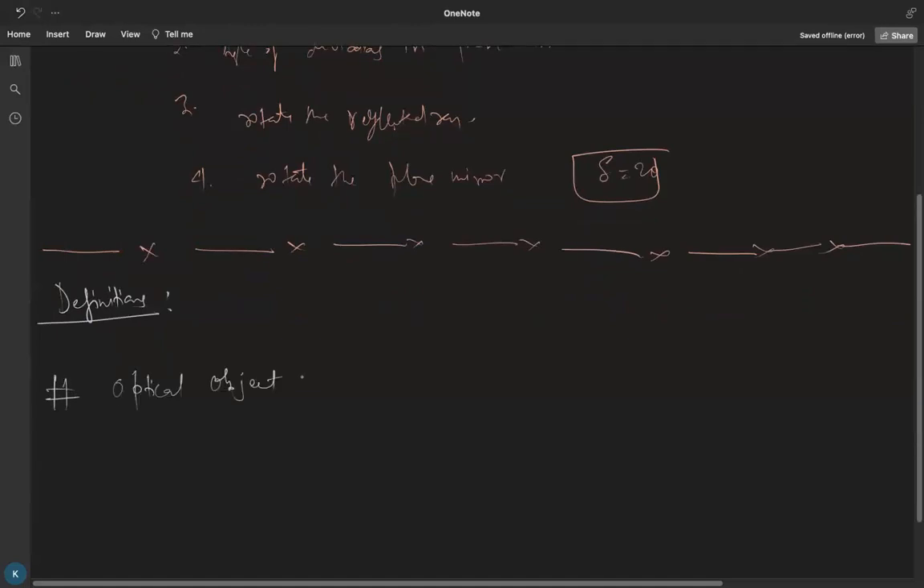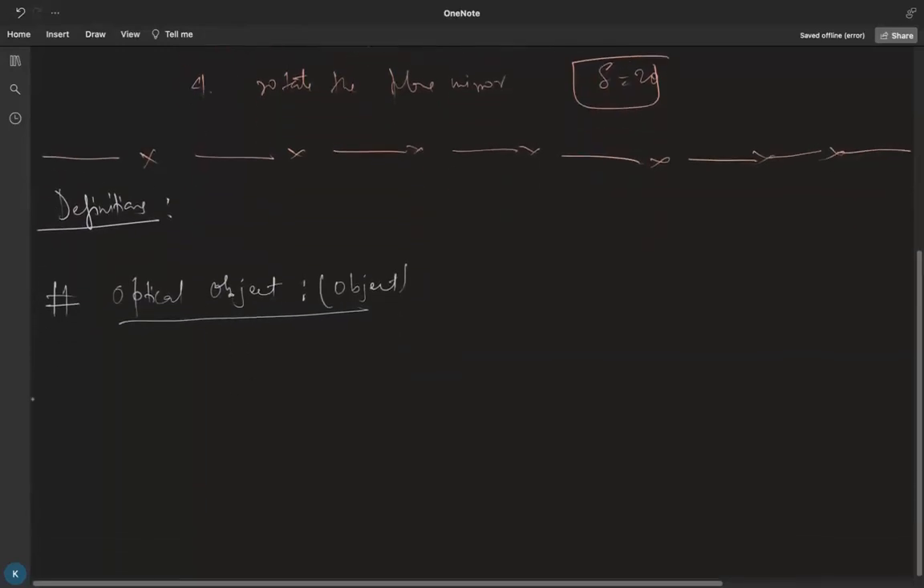The first is the optical object. Basically, an object is the intersection point of the incident rays. So let me write it here: the intersection point of incident rays is called the object. Where the incident rays of light intersect, that point is termed the object.